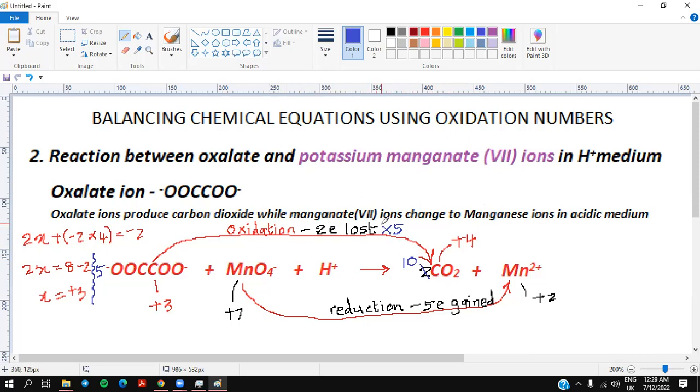And then when you multiply oxidation side by 2, reduction side must be multiplied by 2. So 2 into 5 becomes 10 electrons. Not enough. You have to multiply manganese 2 plus by 2. MnO4 minus also by 2.